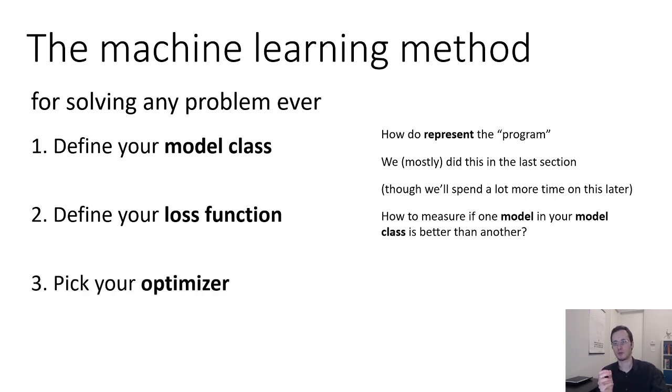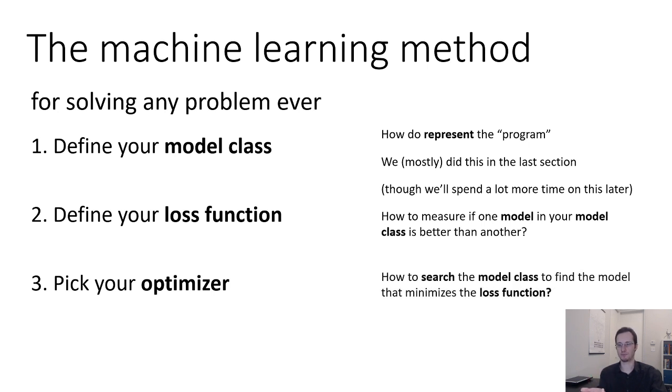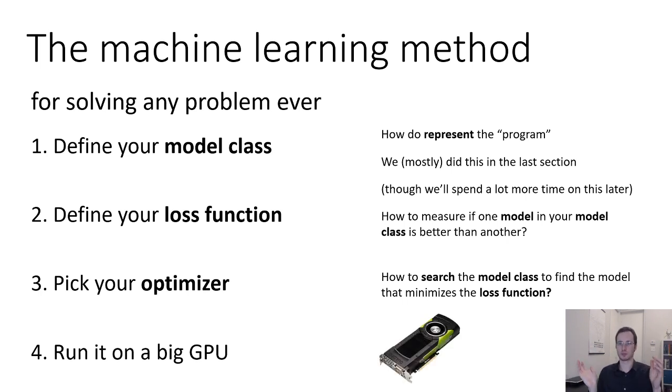And the third step will be to pick an optimizer, to pick an algorithm that will actually search through your model class to find the model that minimizes the loss function. And we'll talk about that towards the end of today's lecture. And then there's also a 4th step, which is like run this whole thing probably on a big GPU or something, and then you get your answer, right? So the 4th step the computer does for you, but steps 1, 2, and 3 you have to do yourself.